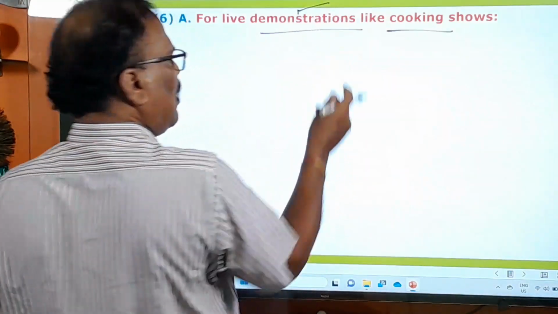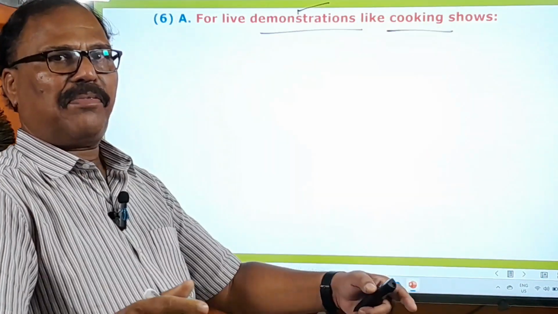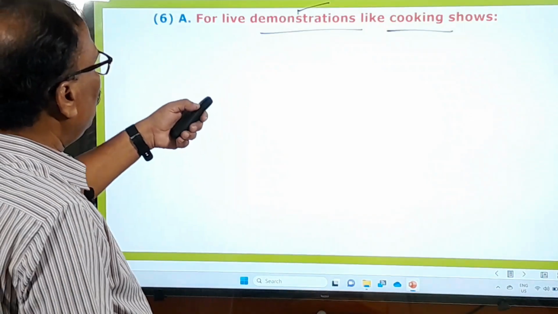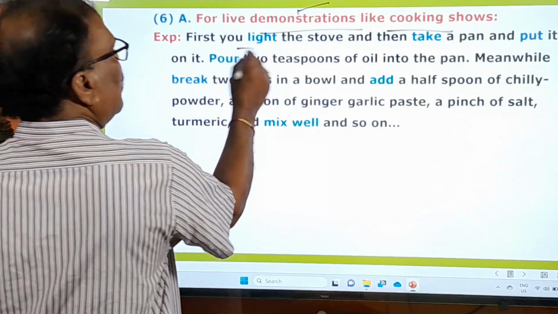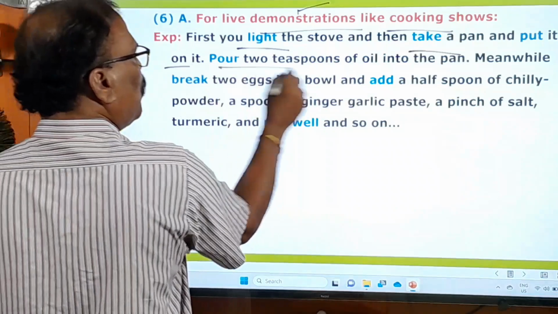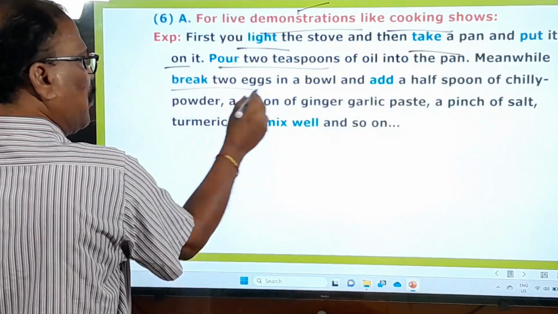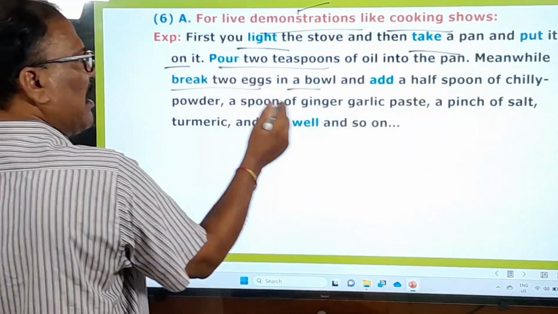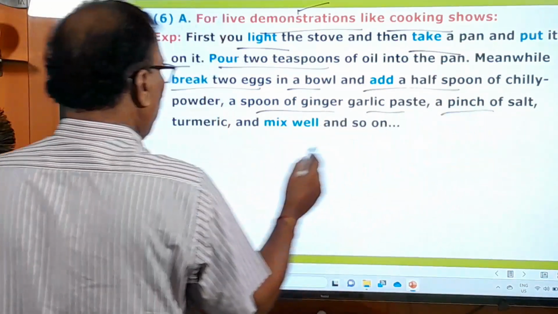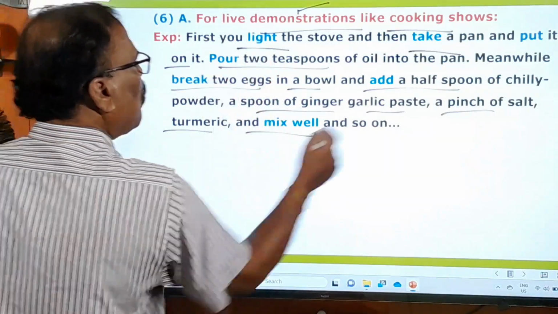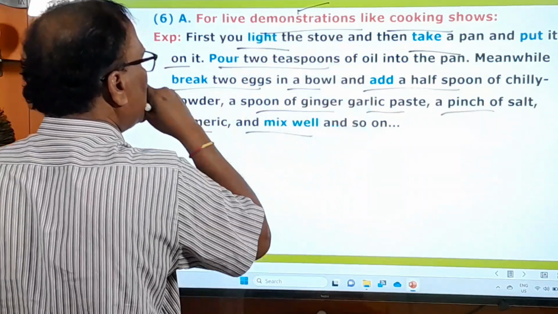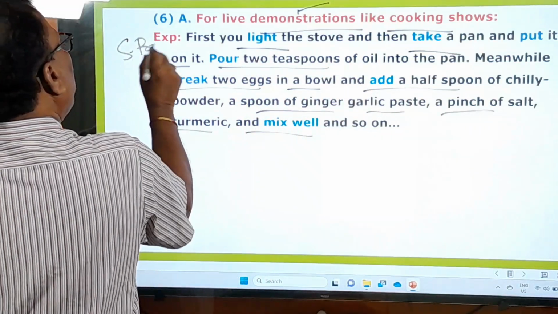Live demonstrations. They stand in front of a big table and prepare some dish, and for that, you know, first you light the stove, then take a pan, put it on it, pour 2 teaspoons of oil into the pan, meanwhile break 2 eggs in a bowl, and add a half spoon of chili powder, a spoon of ginger garlic paste, a pinch of salt, turmeric, and mix well. See, these are generally this kind of cooking show. Cooking demonstrations are expressed only in the simple present.